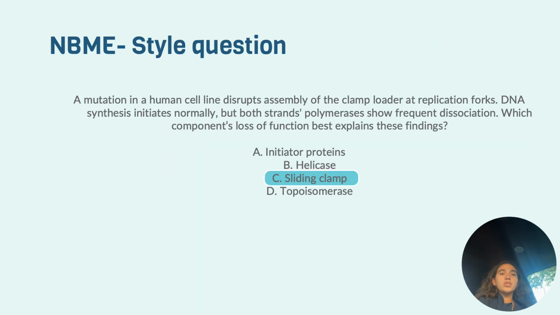Now we'll be moving into our NBME style question. A mutation in a human cell disrupts the assembly of the clamp loader at replication forks. DNA synthesis initiates normally, but both leading and lagging strand polymerases show frequent dissociation. Which component loss best explains these findings? A. Initiator proteins. B. Helicase. C. Sliding clamp. Or D. Topoisomerase. I'm going to give you a couple of seconds for you to answer.